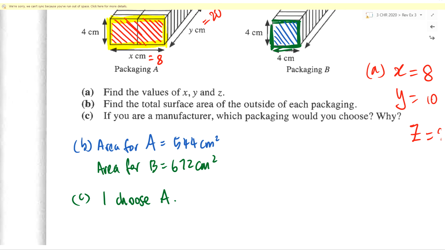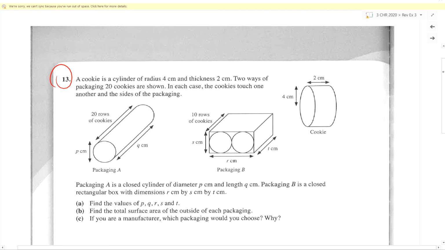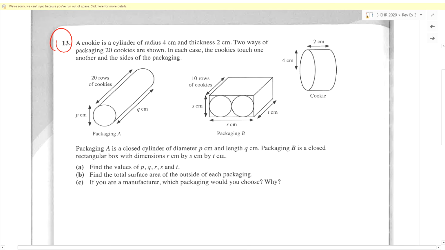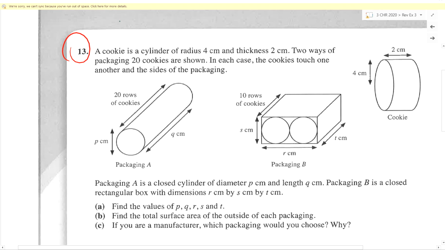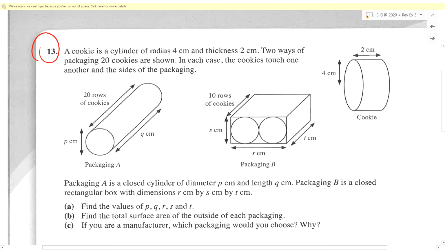So I hope you are doing your corrections if you got any part of them wrong. Next, question 13. This time we have cookies. This cookie is a cylinder, radius of 4. So from the center to the top, that is 4 cm. The thickness is 2 centimeters.